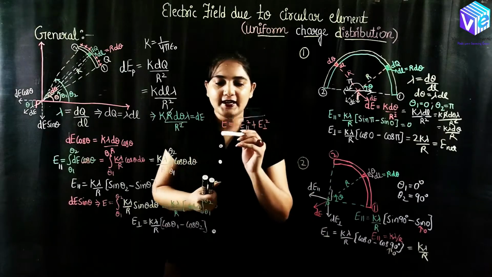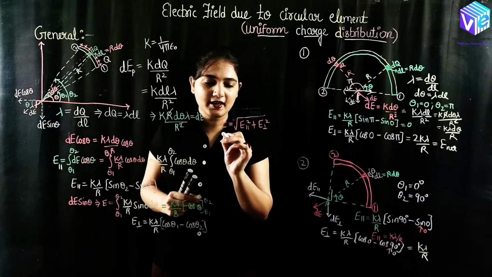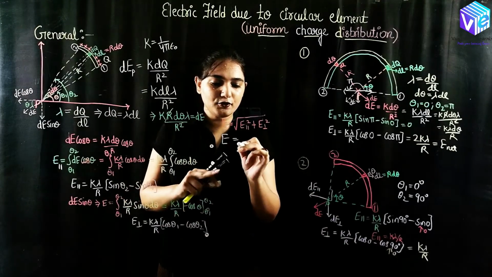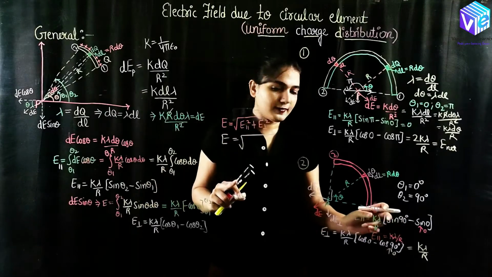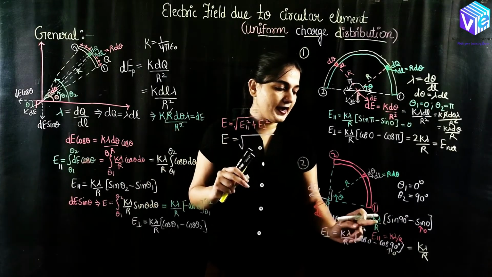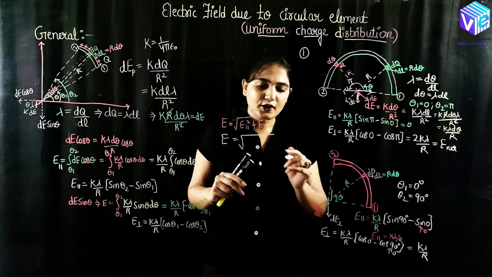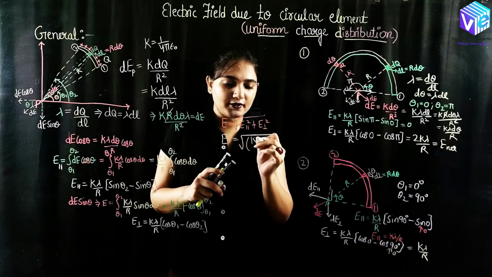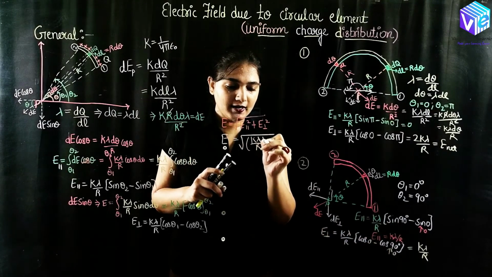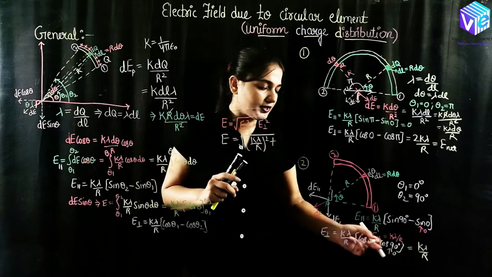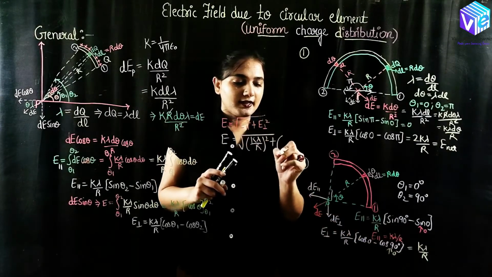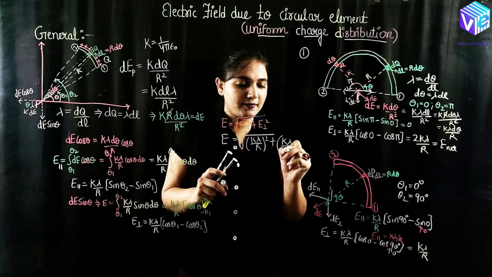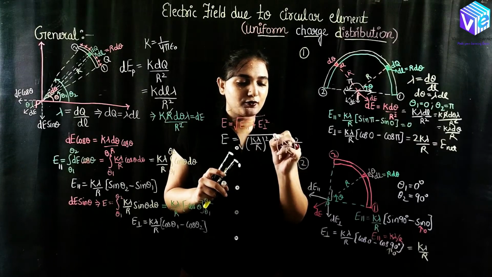Now I have to find out the resultant electric field. So E will be equal to under root. What is my E parallel? So E parallel is k lambda upon r. So I will be taking square of it. So k lambda upon r whole square plus what is my E perpendicular? K lambda upon r. Again I will be taking the k lambda upon r whole square.